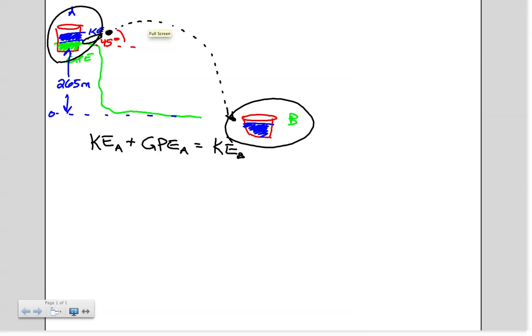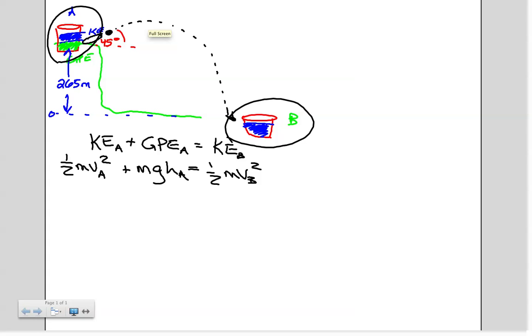At this point now, it's just some record keeping. I'm going to go ahead and expand each term. I'm going to get 1/2 mv squared at A, that's the kinetic energy at point A, plus mg height at A, that's the gravitational potential energy at A, equals 1/2 mv squared at B. This is going to be that huge amount of kinetic energy that I have at point B.